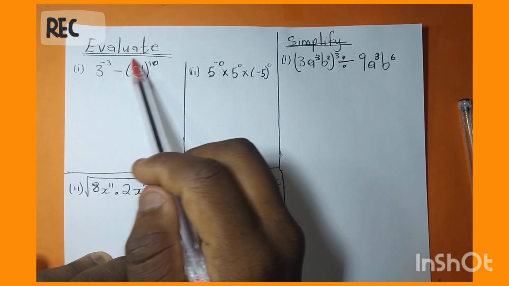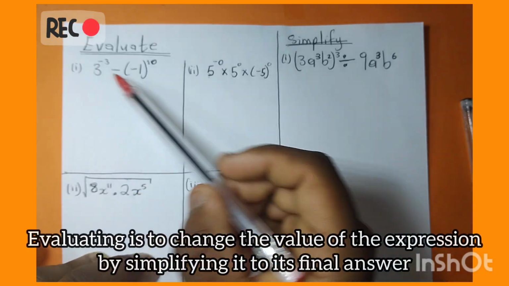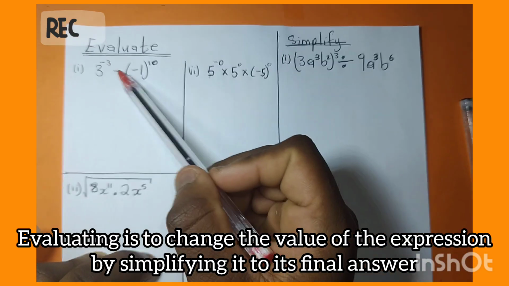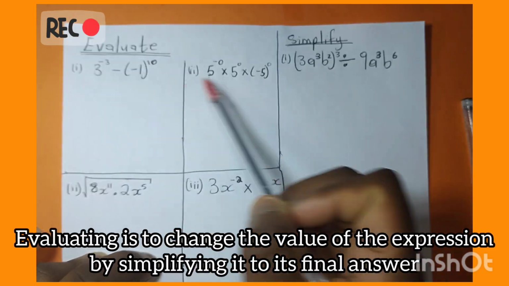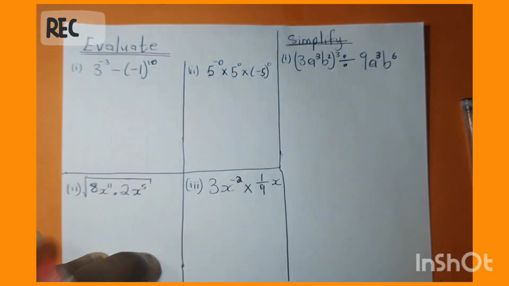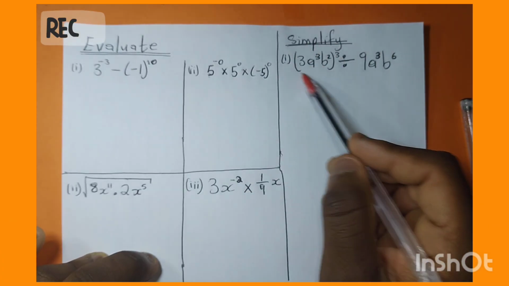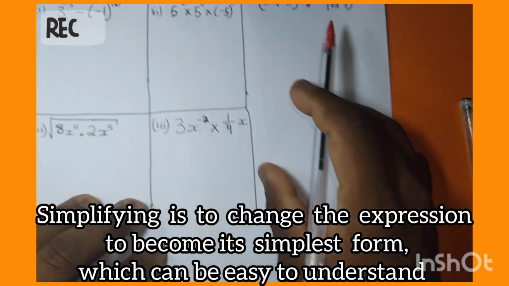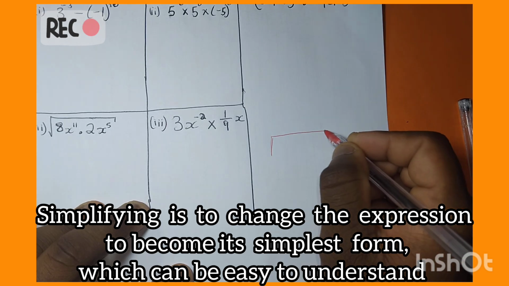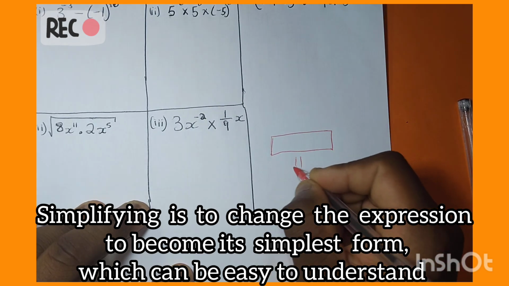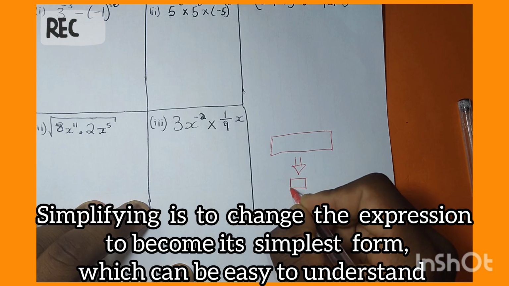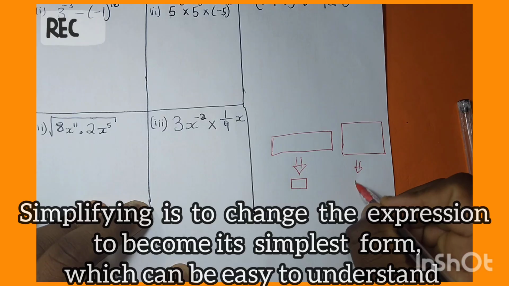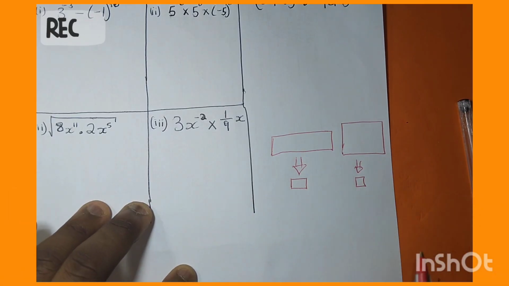Actually, guys, when they need you to evaluate, they need you to find the exact answer of this thing. It means the same as simplify, by the way, but you should find the final answer of this thing. And when they need you to simplify, they need you to reduce this thing to its simplest form. I used to tell my grade 10 learners that if you have a long thing, when you simplify, you change it to a short thing. If you have a big thing, you change it to become a small thing. That's what you call simplified, guys.